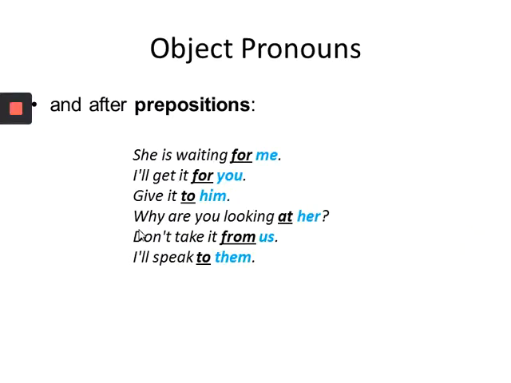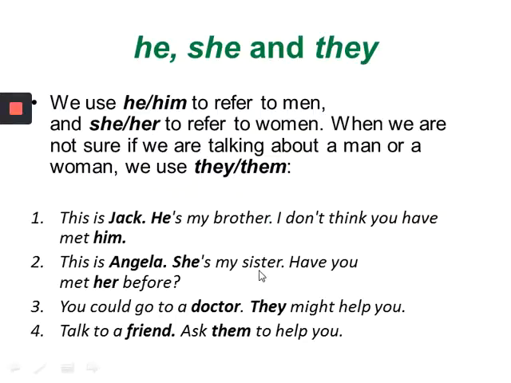The second way object pronouns are used is after prepositions. She is waiting. She is waiting for me. For is the preposition, and then comes the object pronoun. I'll get it for you. Give it to him. Why are you looking at her? Don't take it from us. I'll speak to them. Again, the words in blue are your object pronouns. The words in bold are your prepositions.